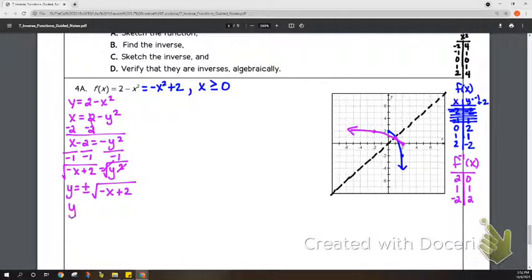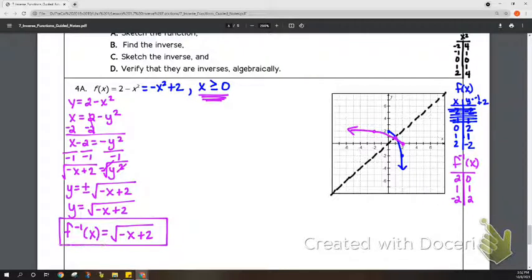All right, so we're actually just going to use the positive square root of negative x plus 2. Because we had said, remember originally here, that x had to be greater than or equal to 0, which means for our inverse, our y needs to be greater than or equal to 0. So therefore, our y right here has to be positive. All right, and then the final step on finding the inverse is you just need to put it back into function notation. So the inverse of f of x is equal to the square root of negative x plus 2. And so there is our inverse function.